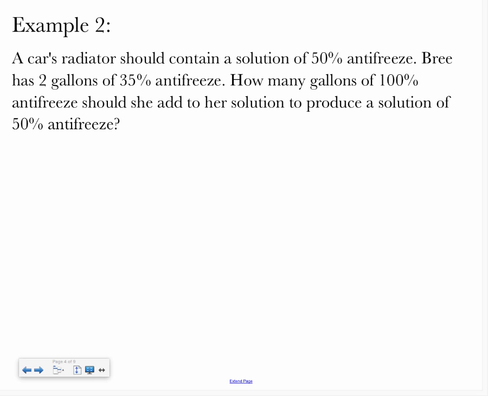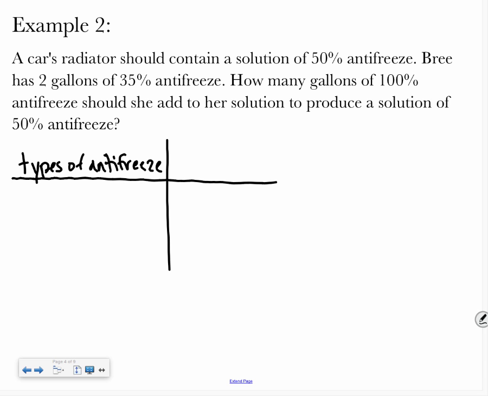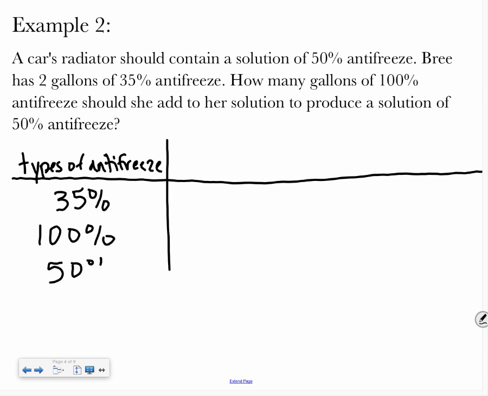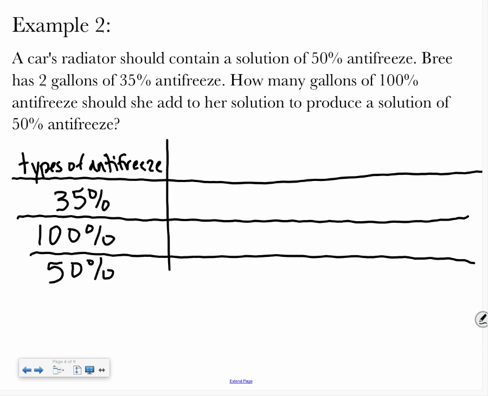Okay, so again, we are going to set up a table just like I did before, and this time I'm going to have my types of antifreeze. Oops, if I could spell. Types of antifreeze. And the types that I have, I know that Bree has a 35% solution. She has a 100% solution, and she wants a 50% solution.